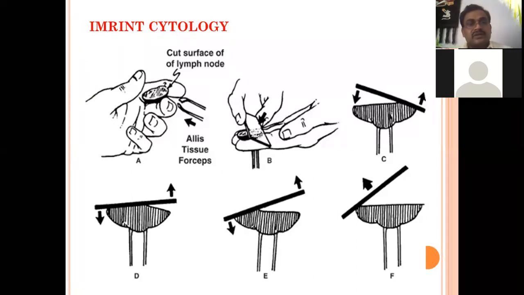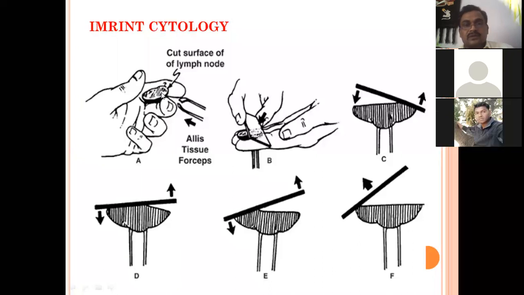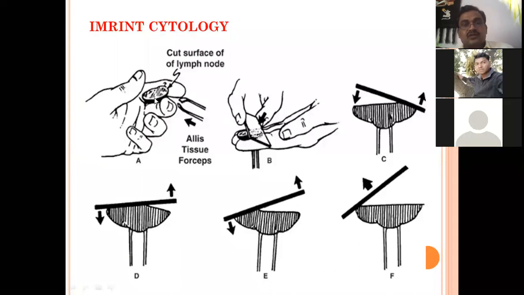First of all, understand what imprint cytology is with this diagram. Here is an example of a lymph node. It has been cut into two halves. This is one half of the lymph node. You simply touch your slide on the whole surface of the cut edge of the lymph node, and afterward you lift your slide, and it will contain the cells for interpretation.